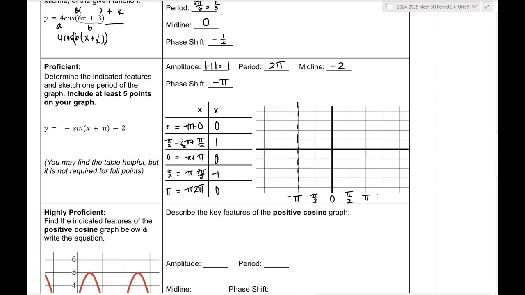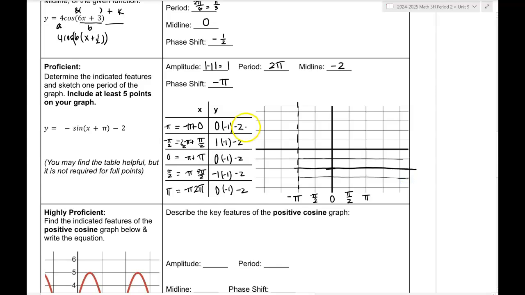All right, for our vertical, we are multiplying by -1, because that's our A value, and then we're subtracting 2 after that. So that's going to be our midline, -2. That's going to be the middle of our graph. And then we go up 1 and down 1.